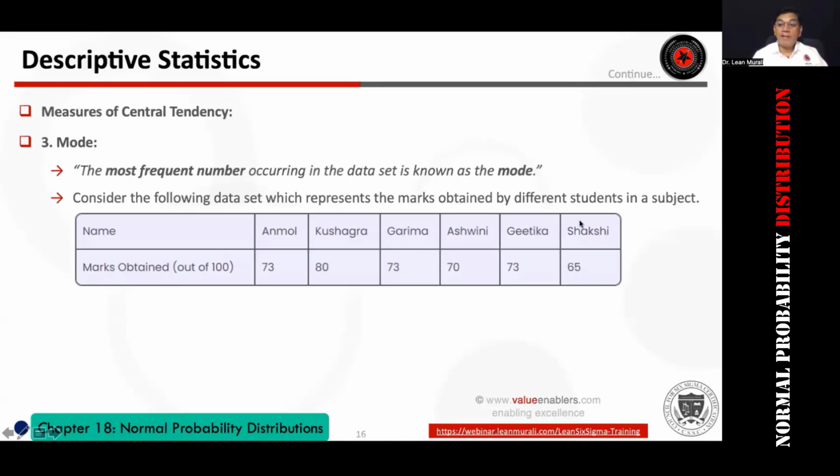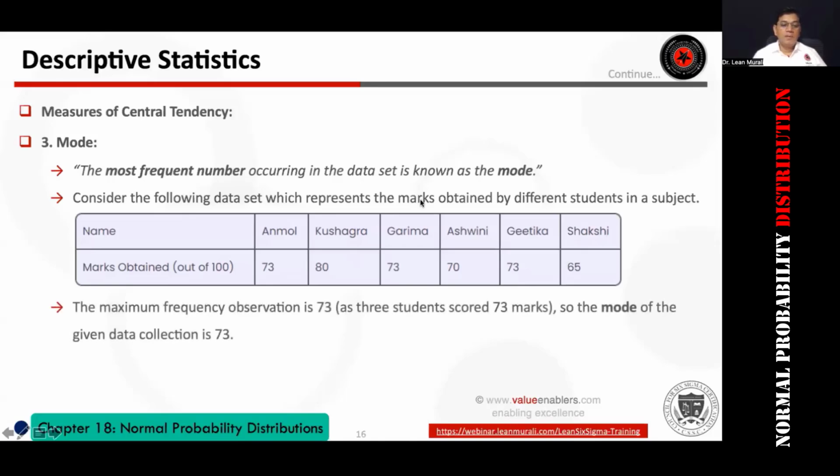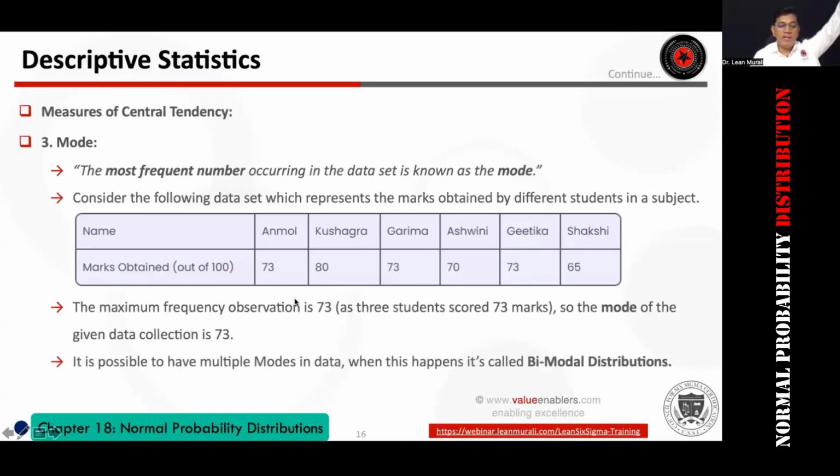I don't know, the mean can also be the same. I have not calculated it. Anybody can calculate the mean and tell me. So the maximum frequency is 73, so the mode of this is 73. It is possible to have multiple modes. It's called a bimodal distribution.